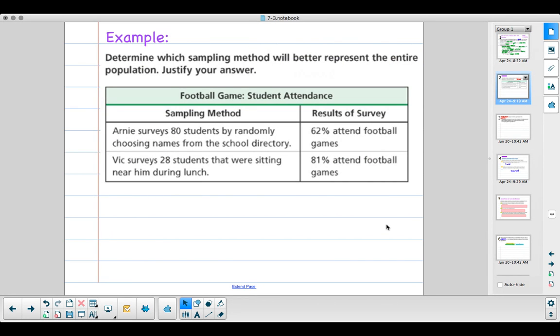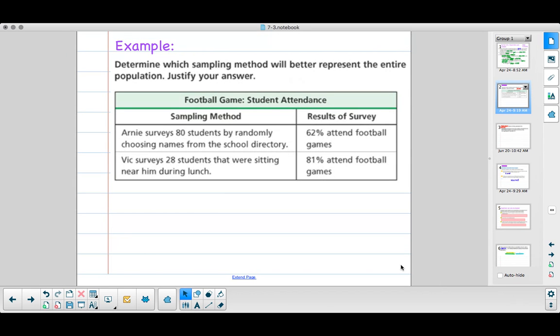Determine which sampling method will better represent the entire population and justify your answer. So it says Arnie surveys 80 students by randomly selecting names from the school directory, and he finds that 62% of students attend the football games. Vic surveys 28 students that were sitting near him during lunch. Vic finds that 81% attend football games. The person whose sampling method would better represent the entire population, hopefully you agree, would be Arnie.